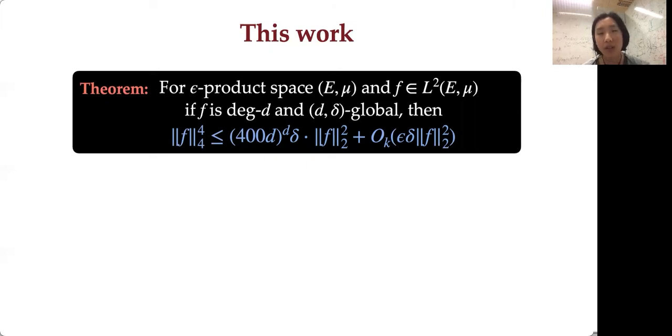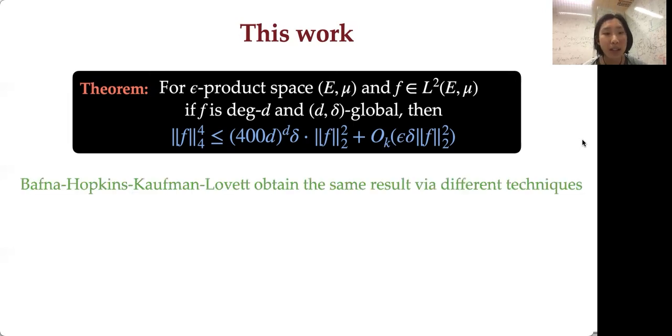Okay, so as a corollary, we would know that such a hypercontractivity inequality also holds for the edge distribution induced by epsilon high dimensional expanders. Before talking about the proofs and even this specific definition of this part, I'll mention that there's a concurrent work by Bafna, Hopkins, Kaufman, and Lovett, who also obtained the same result via different techniques.